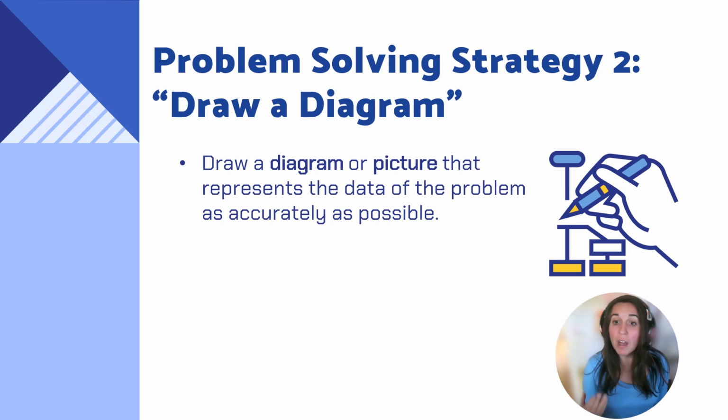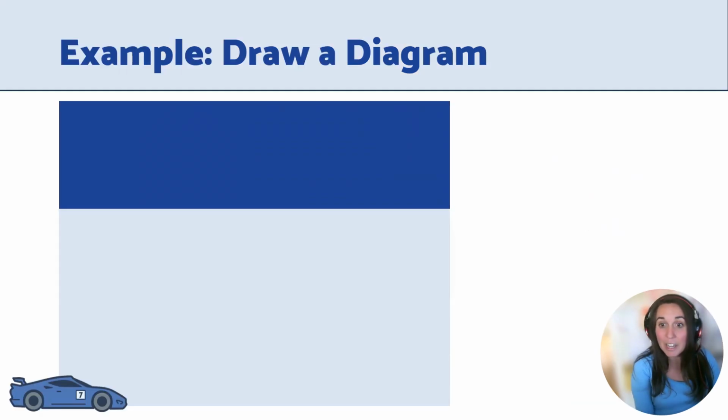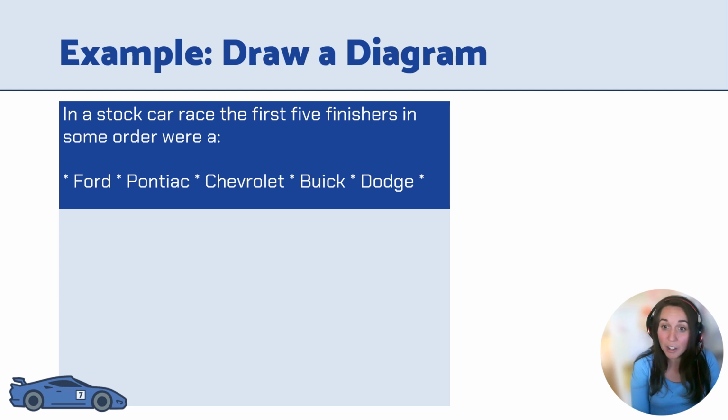So whatever will help you solve the problem as efficiently as possible in a way that makes sense, that's the diagram you draw. So grab whatever diagram you drew for the problem that I posted, and let's jump in and get started with that. Let's take a look at our problem. In a stock car race, the first 5 finishers in some order were a Ford, a Pontiac, a Chevrolet, a Buick, and a Dodge. And then we're going to be given some clues.